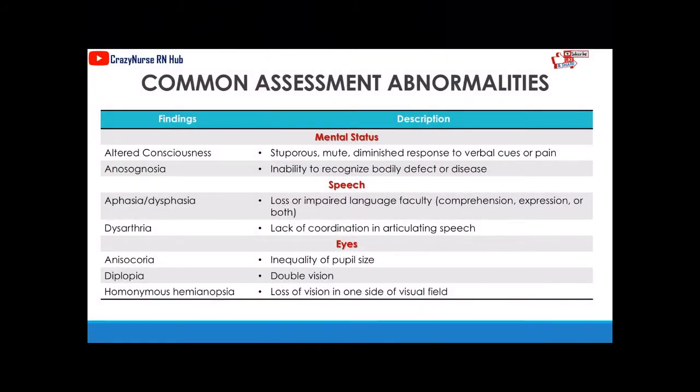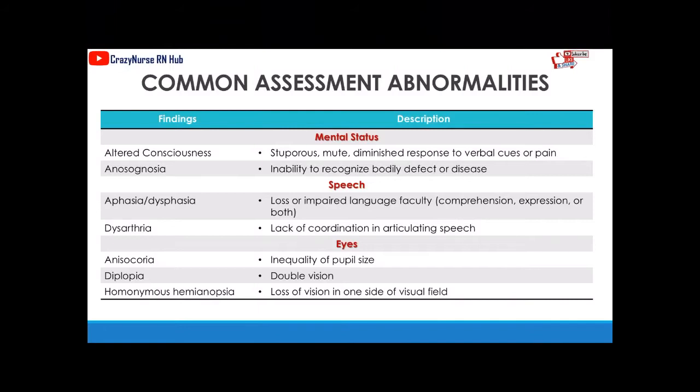Now let's proceed to the common assessment of abnormalities. First, we have abnormalities from mental status. First is your altered consciousness. The patient is stuporous, mute, and has diminished response to verbal cues or pain. Another one is anosognosia. It is the inability to recognize bodily defect or disease. For speech, we have aphasia or dysphasia, loss or impaired language faculty. So there will be problem in terms of comprehension, expression, or both.